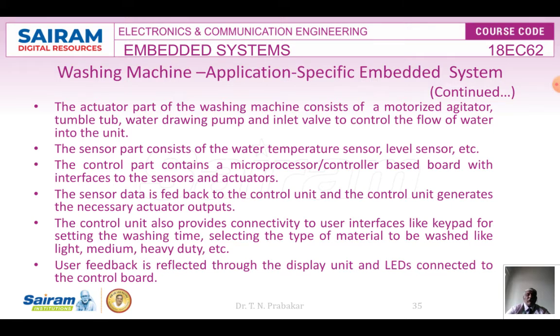And as a controller, we can use a microprocessor or microcontroller. Normally the sensor data will be given to the control unit, and the control unit decides what action should be done, and based on that it will generate and give necessary instructions to the actuator outputs. The control unit also provides connectivity to the user interface. It also takes the inputs from the user, say for example, how much time I have to wash, how much load has been given, and all those inputs it takes from the user. And user feedback is reflected through a small display unit, so a small 7-segment LED display can be used for that.